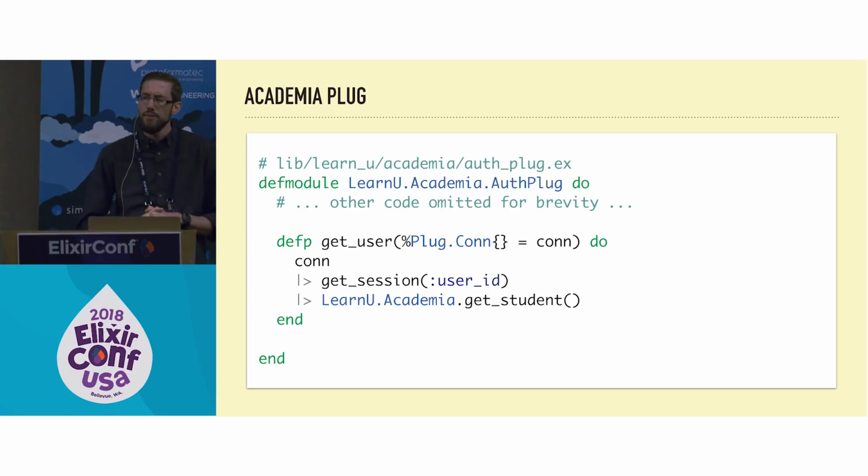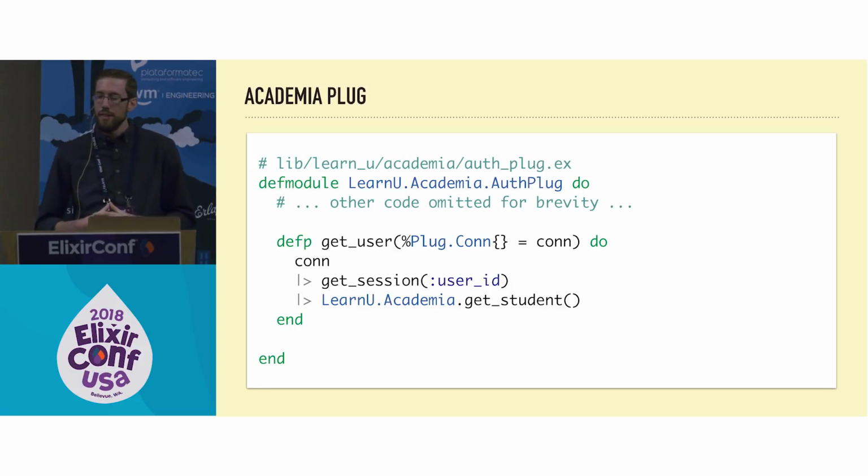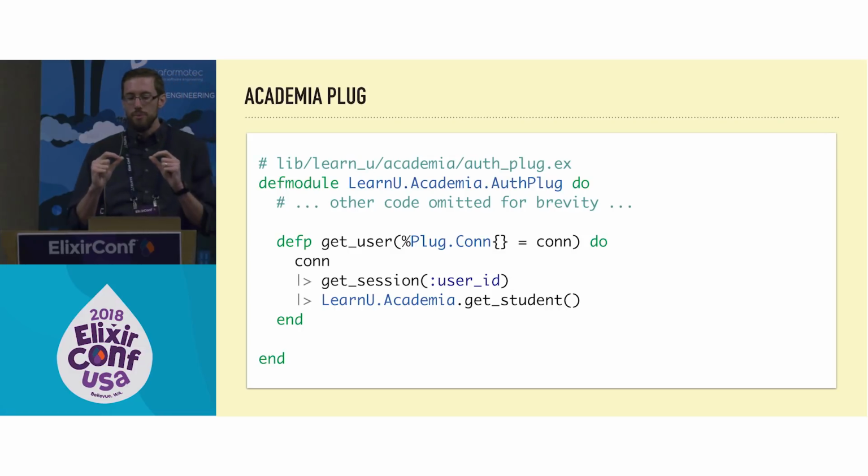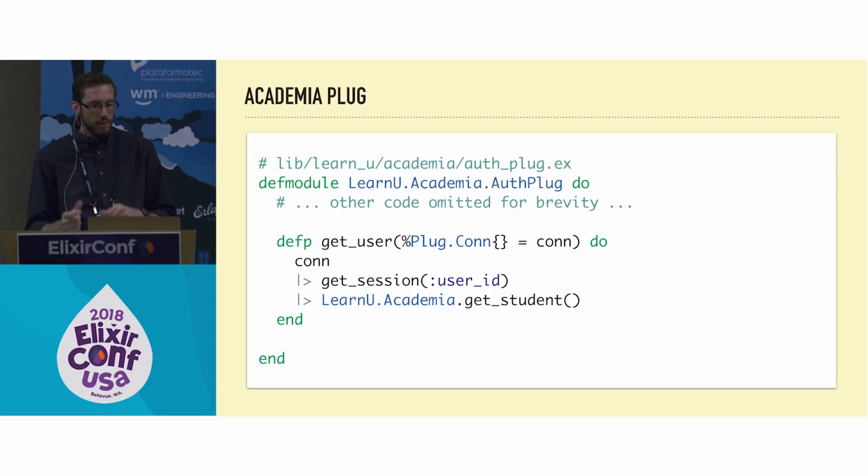The academia plug for fetching the current user can load a student from the academia context. Both of these approaches have the advantage of smaller SQL queries, which fetch only the data required from the user's table for each context.